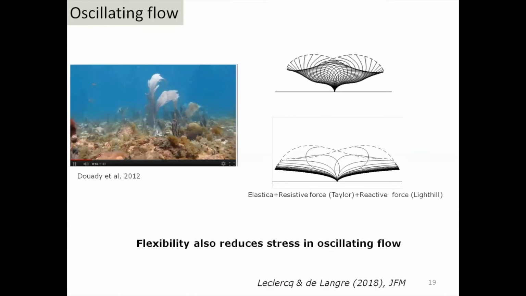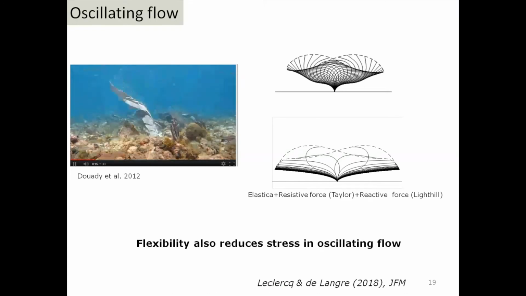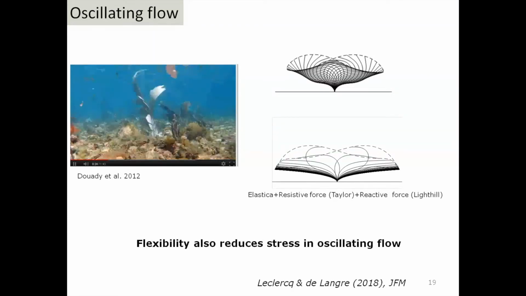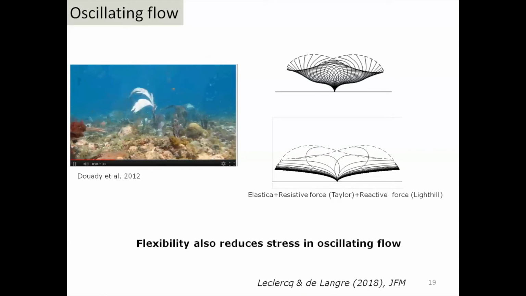So you can also try to wonder what's going to happen if you have not only a steady flow, but an unsteady flow. The first unsteady flow you can think of is oscillating flow, which you have, for instance, in water in the wave region close to the shore. So what you see here is not a plant, it's a soft coral, a gorgonian. The issue is exactly the same.